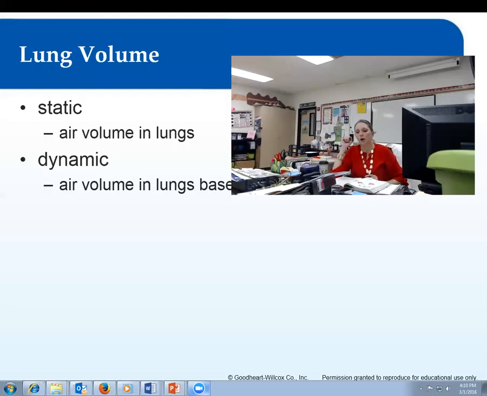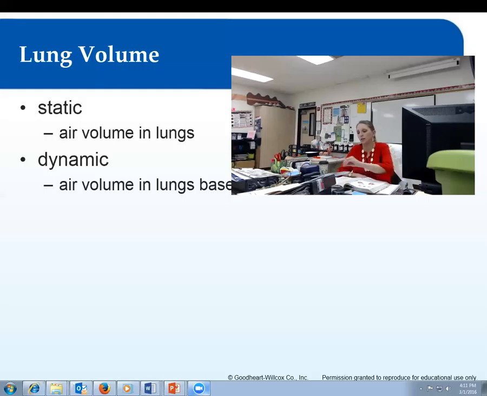Static lung volume, the difference between these two is that static lung volume measures only volume. Dynamic lung volume measures volume based upon a time frame. For instance, a dynamic lung volume measurement might assess the ability of the lungs to forcibly expire air in 1 second, so it puts a time limit on it. Static is measured by a spirometer. Dynamic is measured by using a flow volume meter. We're going to use a spirometer, I believe. I haven't looked at it lately. I have both. So anyway, static lung volume.